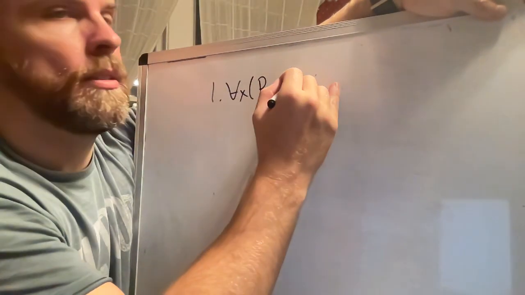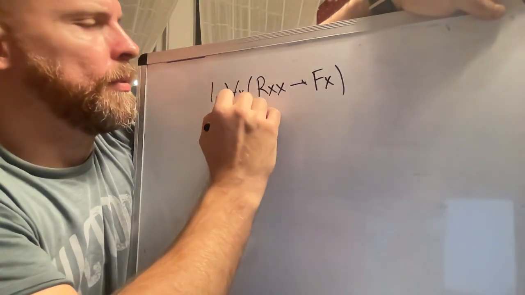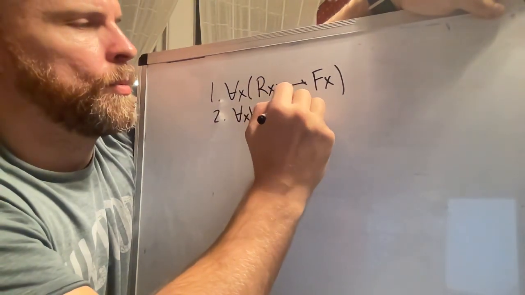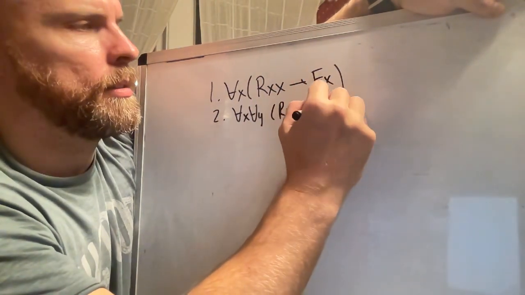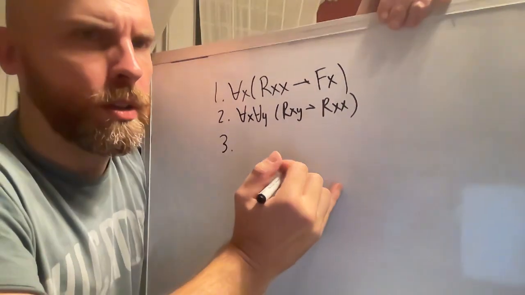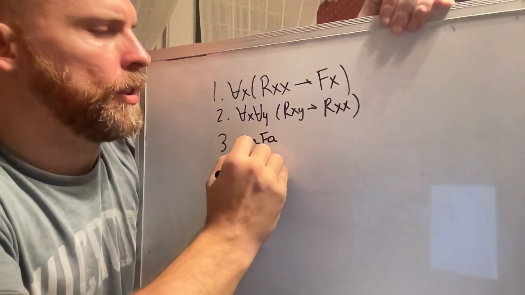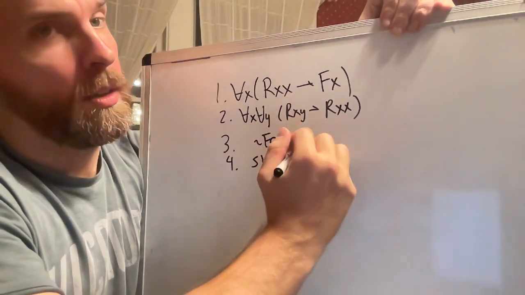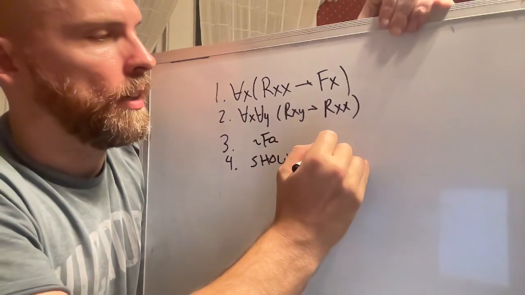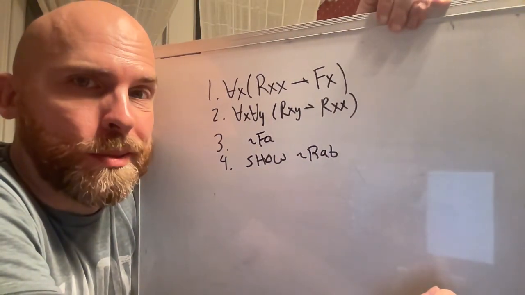I'm going to use a relation here. And here we'll say for any x, any y, Rxy, then Rxx. Ooh, I wonder what we can infer from this. And then we'll also assert not Fa. And then we'll show. What do you think we can show? Not Rab. What an interesting development.